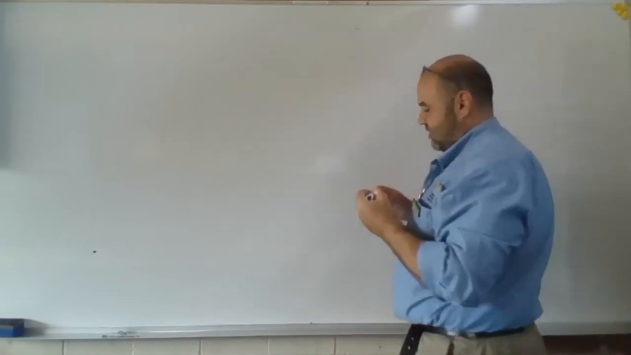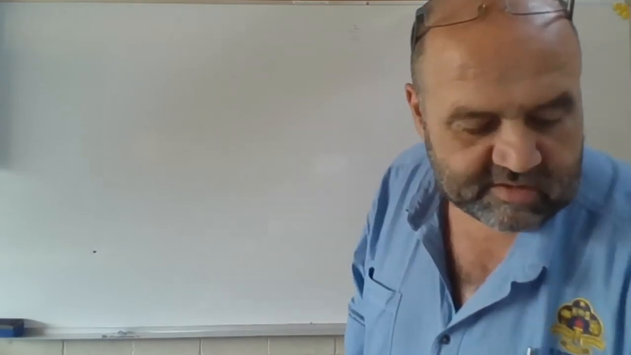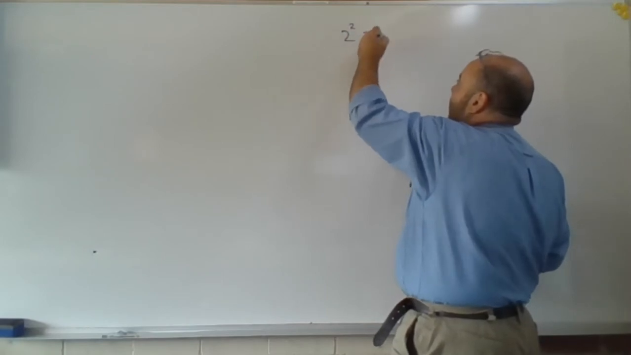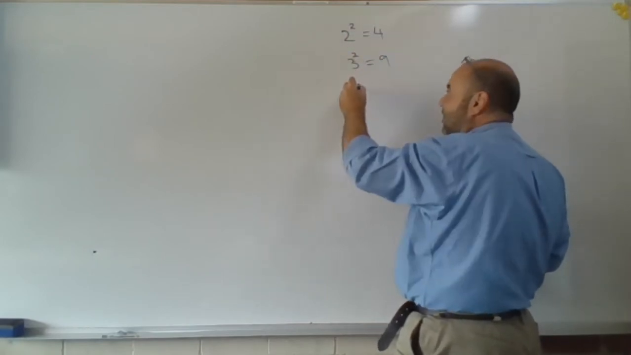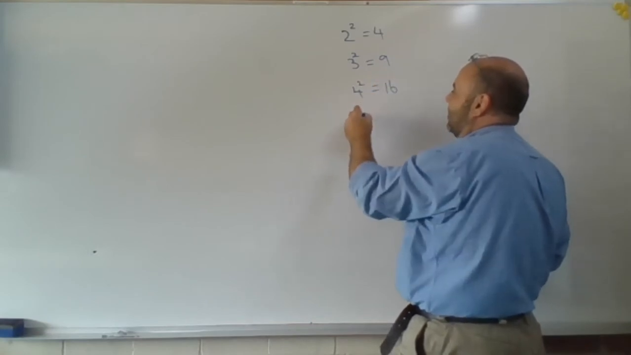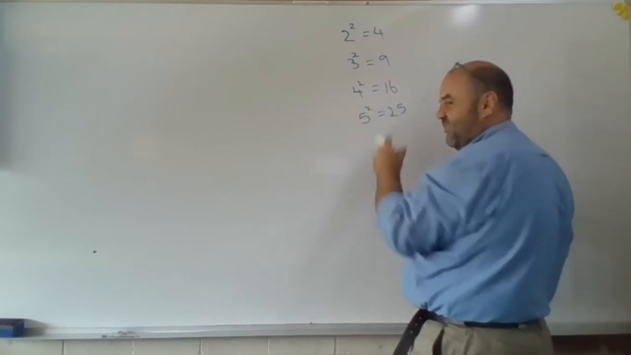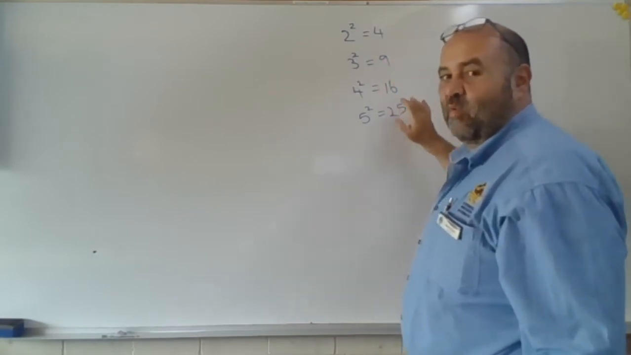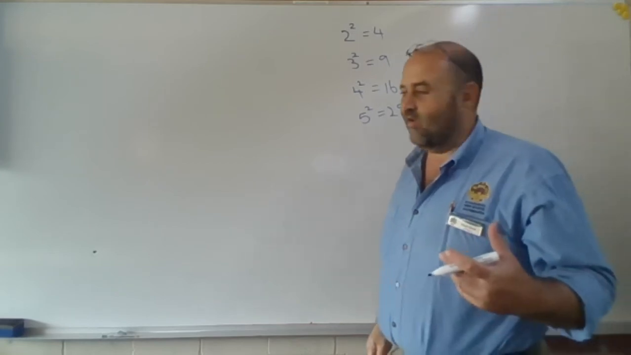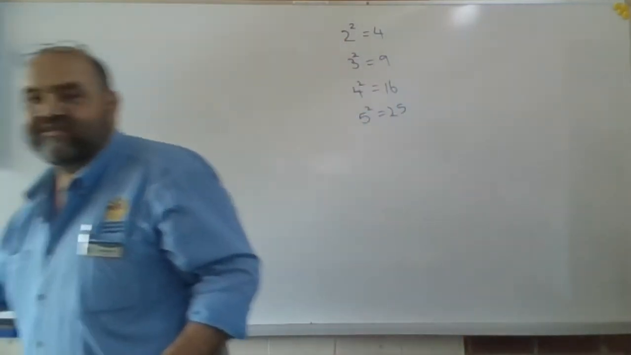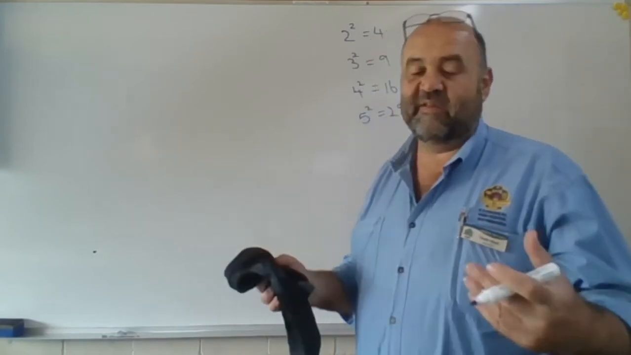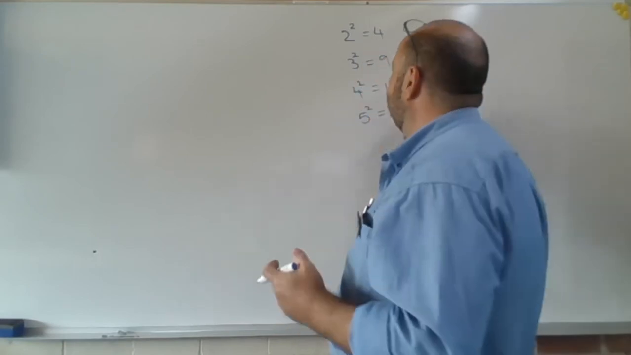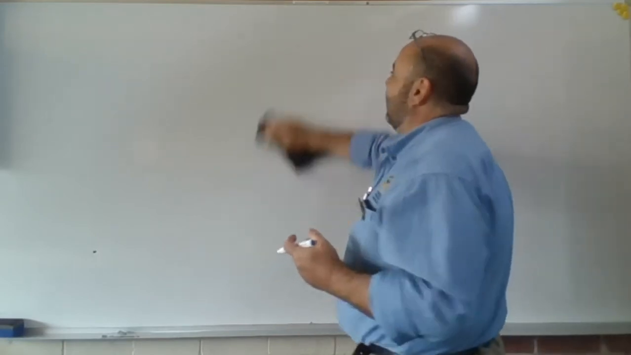So 2 squared is 4, 3 squared is 9, 4 squared is 16, 5 squared is 25, 6 squared is 36, and so on and so forth. We want to keep an eye out for these square numbers because they always help us when it comes to simplifying any question that involves surds, adding, subtracting, multiplying, or dividing. Let's have a look and see how they can help us out.